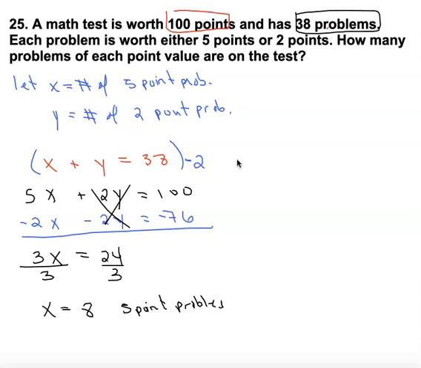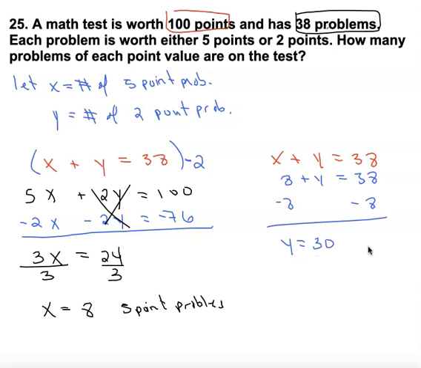And 2-point problems, well, x plus y equals 38. Now I know what x is. X is now 8, so 8 plus y is equal to 38. Subtract 8 from both sides, and you get y is equal to 30. So there's 30 2-point problems on the test.